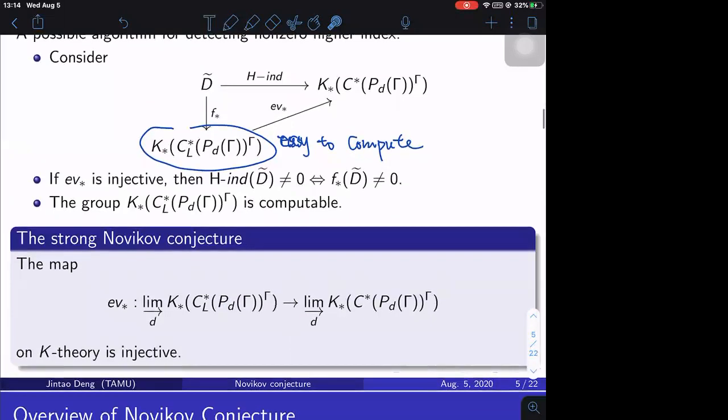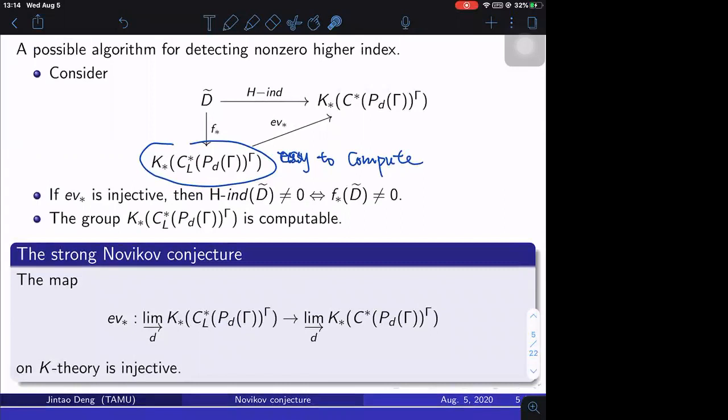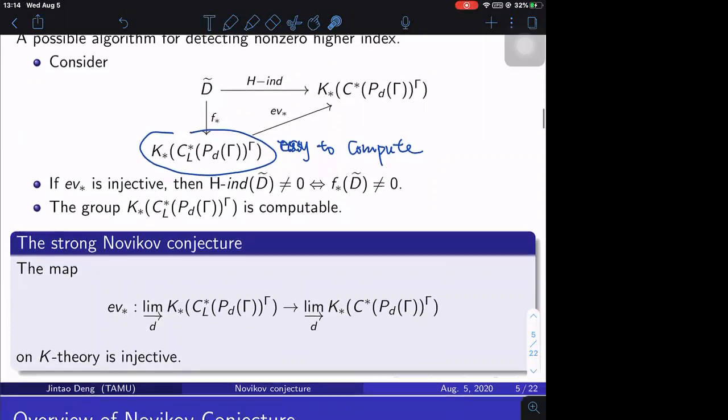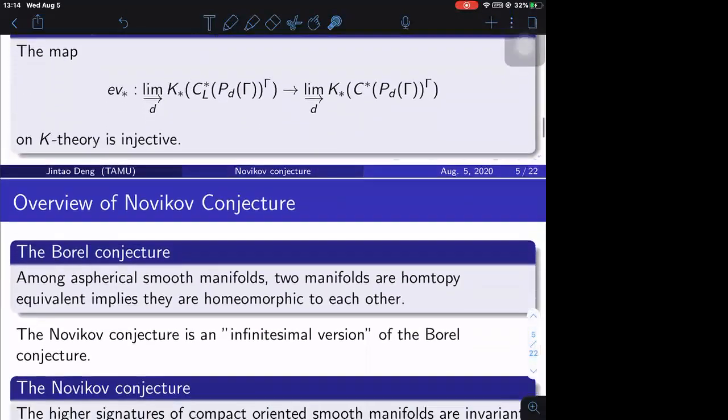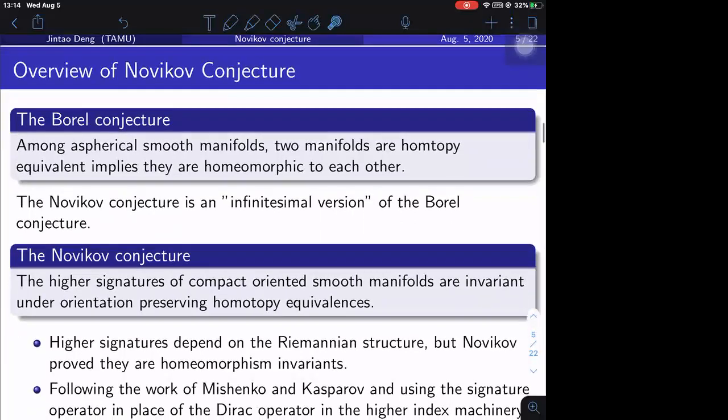So in my talk, I will consider the strong Novikov conjecture under group extension. So let's talk about what the Novikov conjecture is. Before I talk about the Novikov conjecture, let's look at the Borel conjecture.